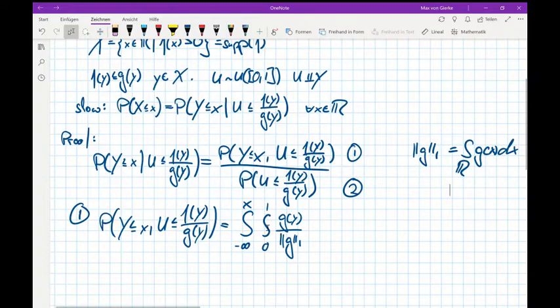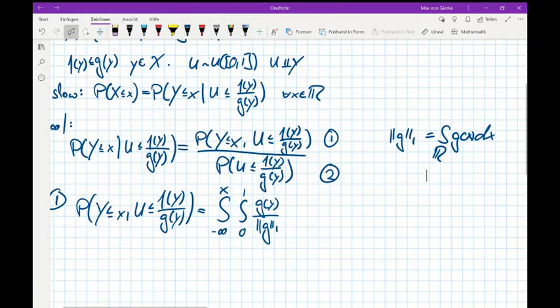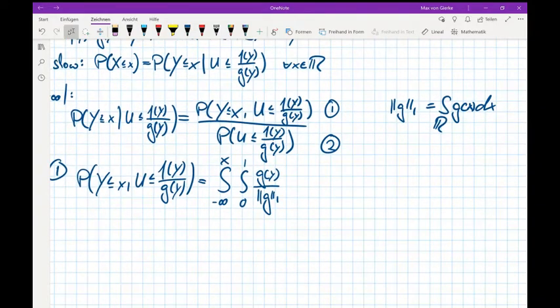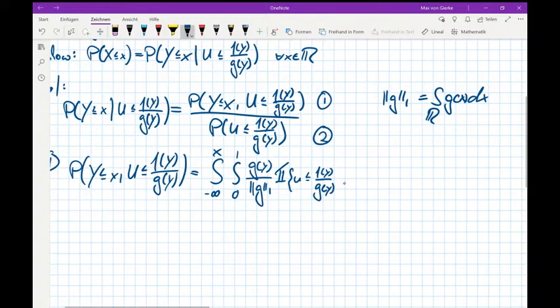I skipped the part with the probability density function here. I just wrote it in the integral boundaries. Should be clear. So what do we need as well? We still have this part, which comes into an indicator function. So this u and these y's are lowercase letters, so we integrate over both of them.